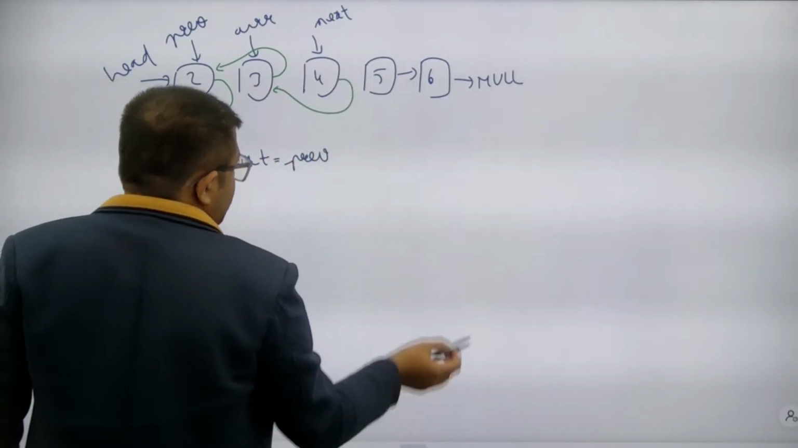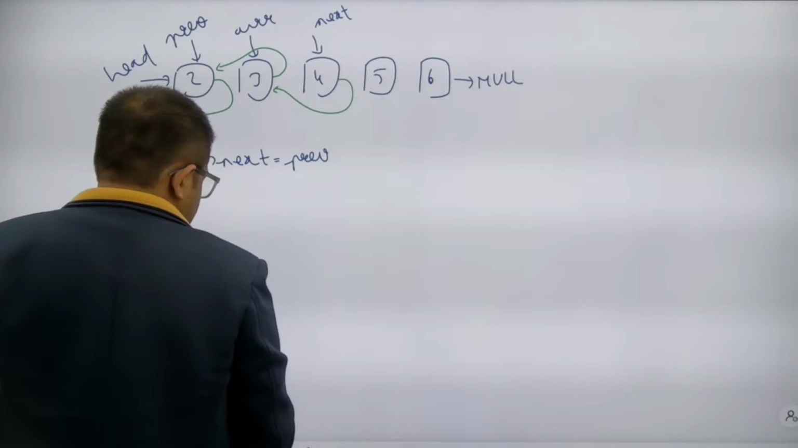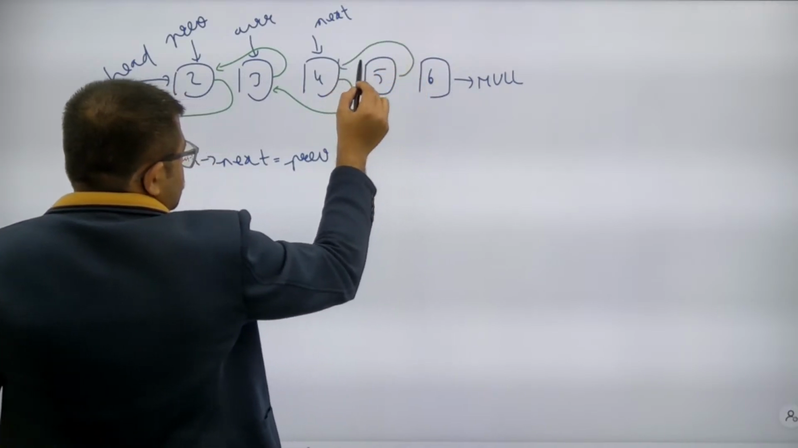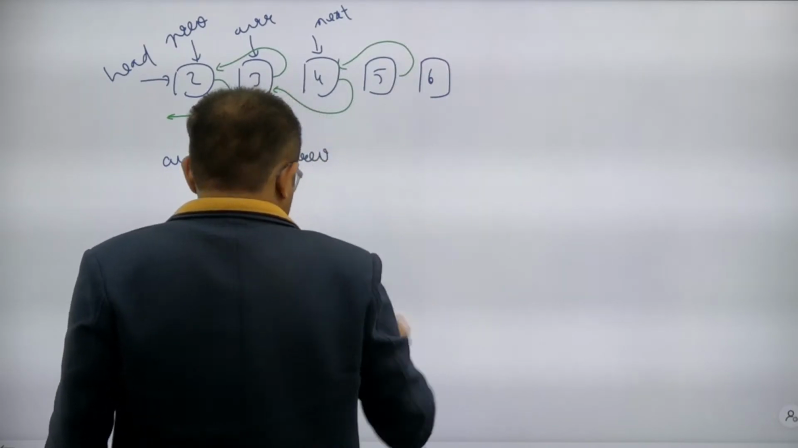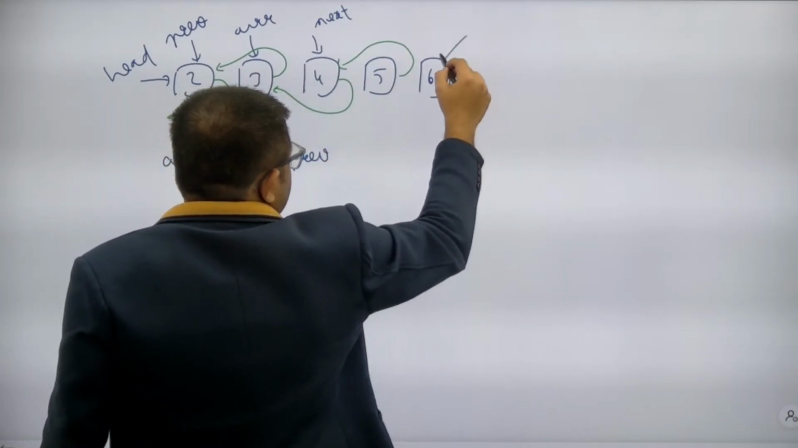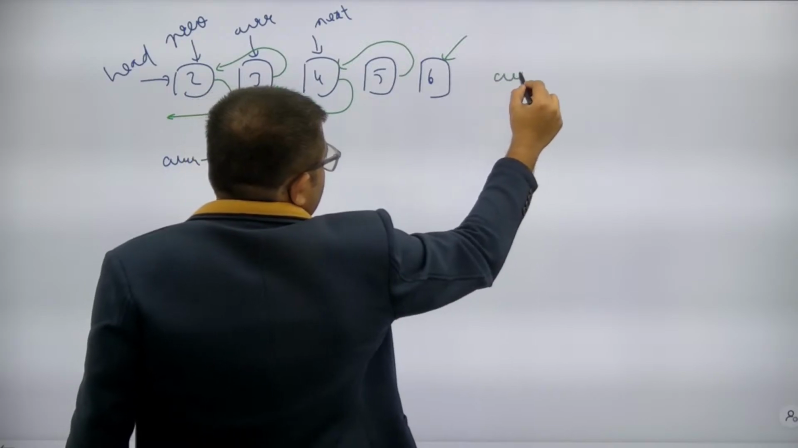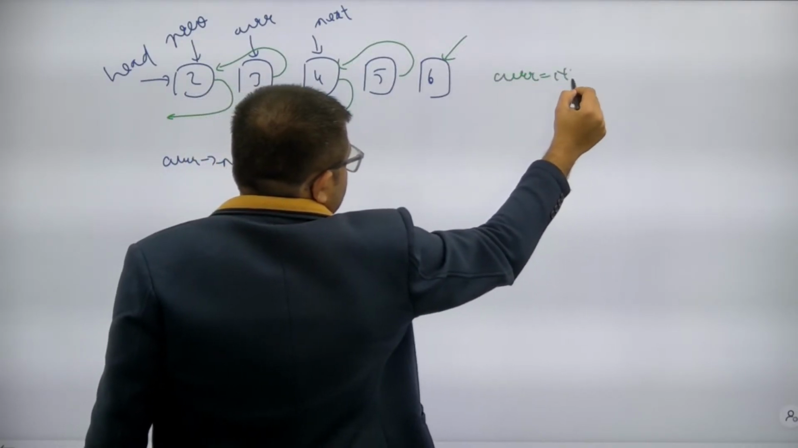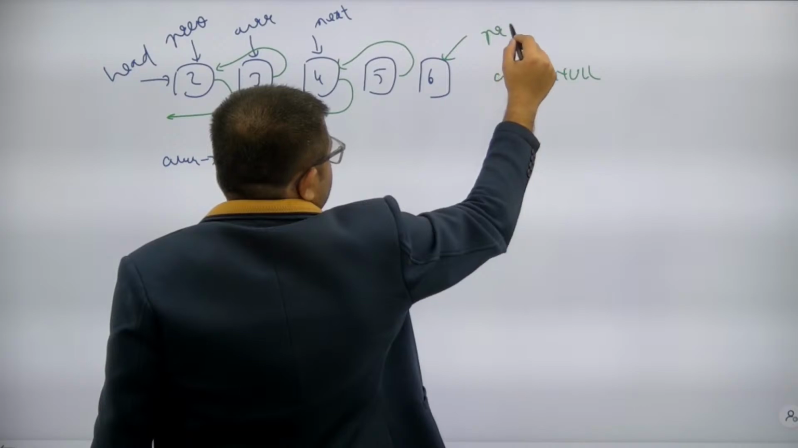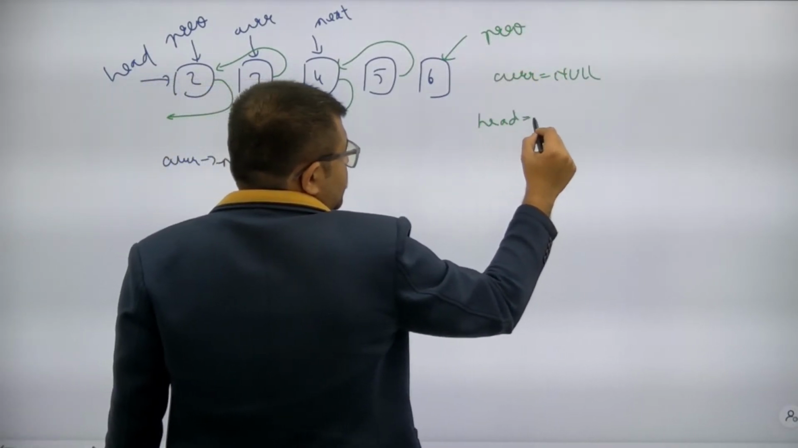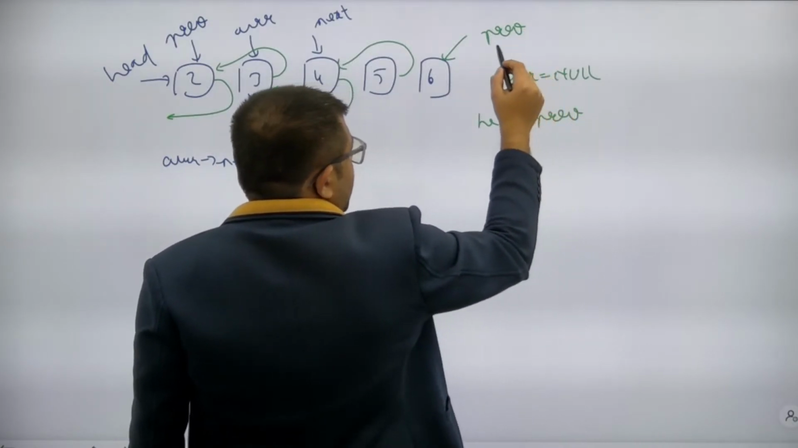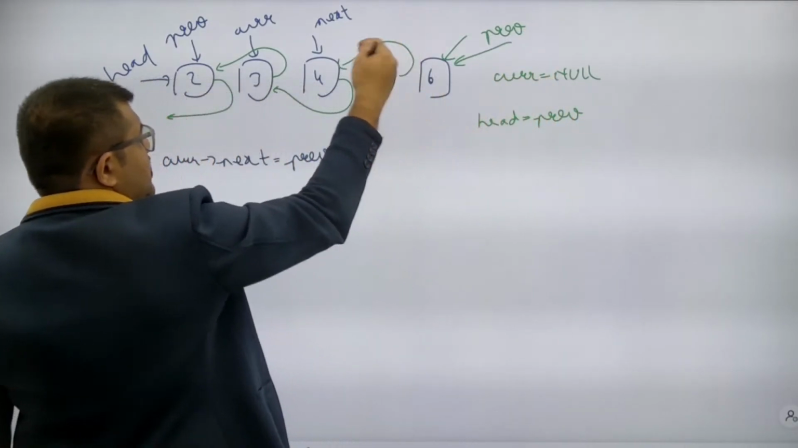After the next step, what will happen? This will be removed and it will start pointing to this node. After that, your one pointer will come. When you come out of the loop, your current will become equal to null, and this will be your previous. Okay, and then after coming out of the loop, you can say head equals previous. So your new head pointer will be this pointer, and your linked list is reversed.